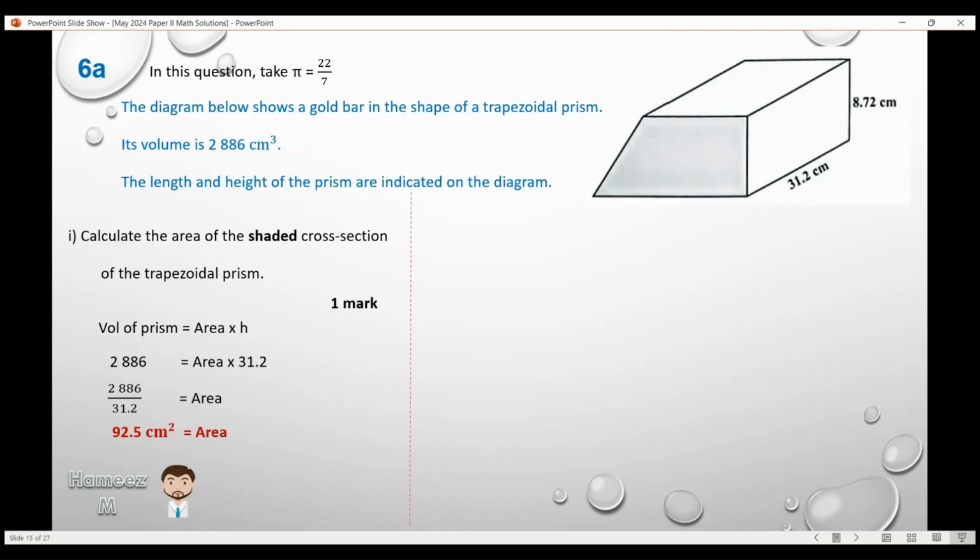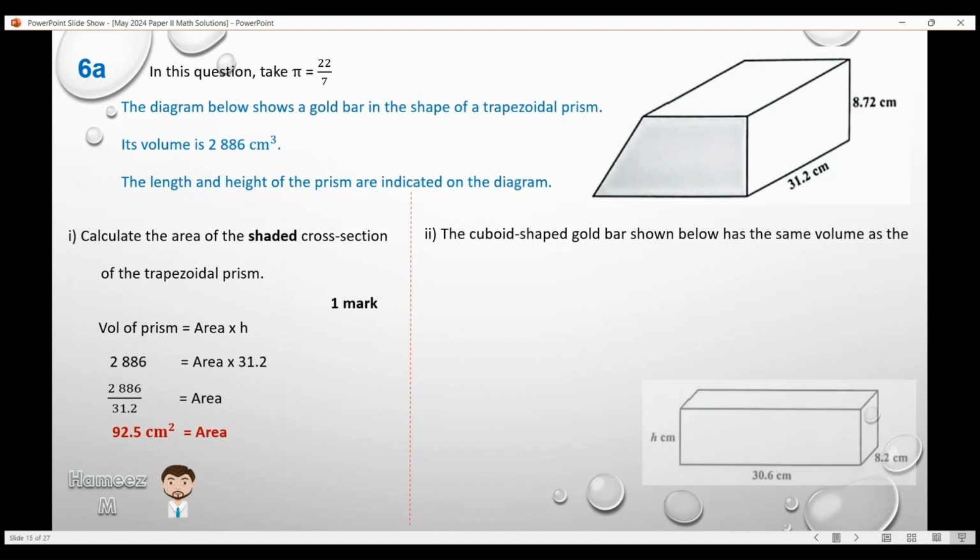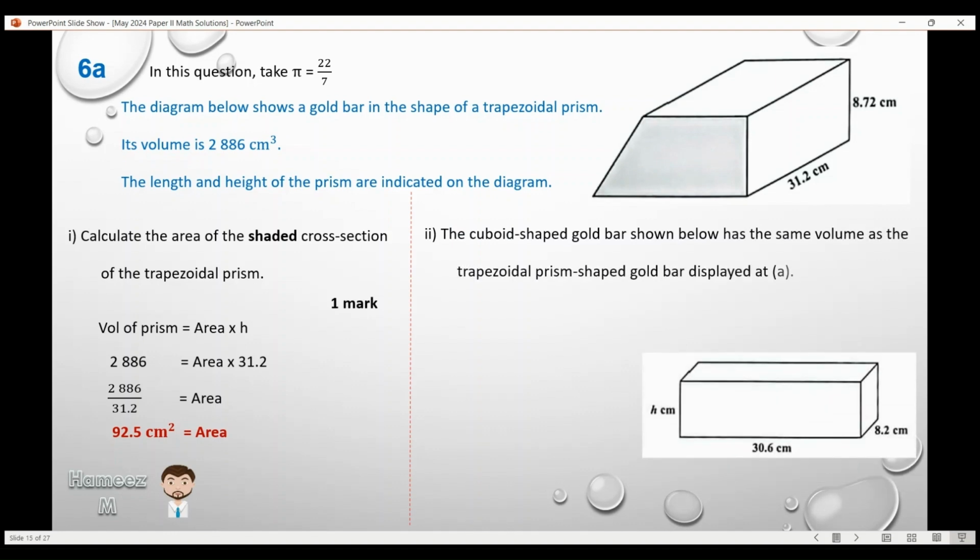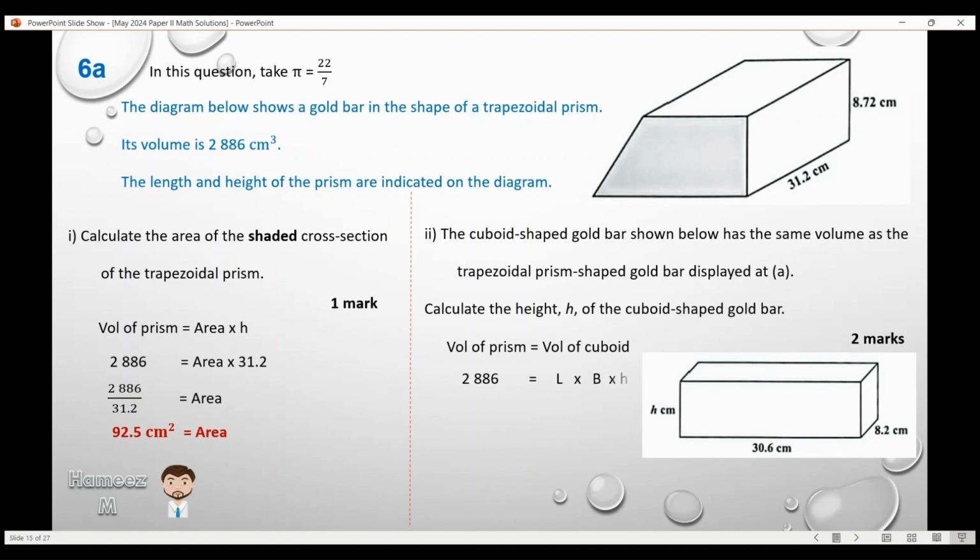Now we move on to the second part. The cuboid shaped gold bar shown below has the same volume as the trapezoidal prism gold bar displayed at A. So both of these diagrams have the same volume. Calculate the height of the cuboid gold bar. So the volume of the prism is equal to the volume of the cuboid. And we know the volume of the prism is 2,886. And the volume of the cuboid would be length times breadth times height. And if we look at it, we know 2 of those. So the only thing that's missing in this line is h.